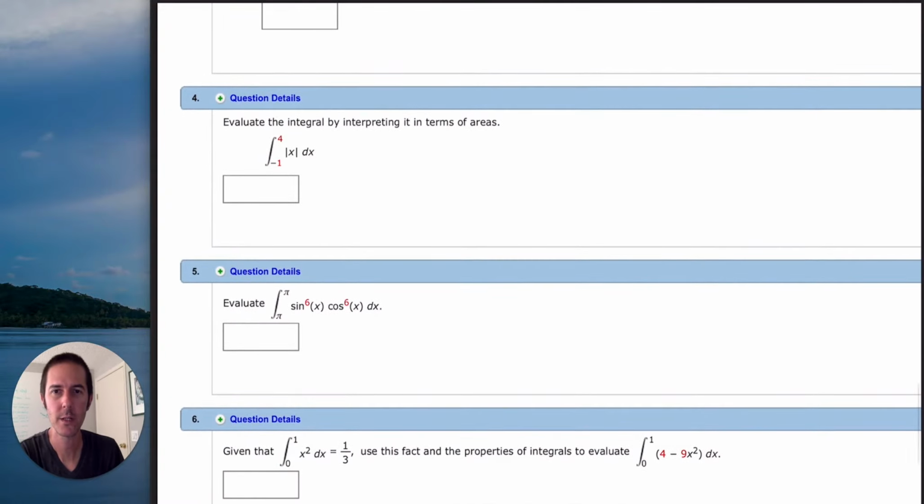In number 4, evaluate the integral by interpreting it in terms of areas. Great. So what you have to do in number 4 is draw your own picture of, in this case, the absolute value function. Remember that the absolute value function looks like a V. The vertex of it is at the origin, and it has a slope of 1 going out this direction. It has a slope of -1 going out this direction, and you're integrating from -1 to +1.